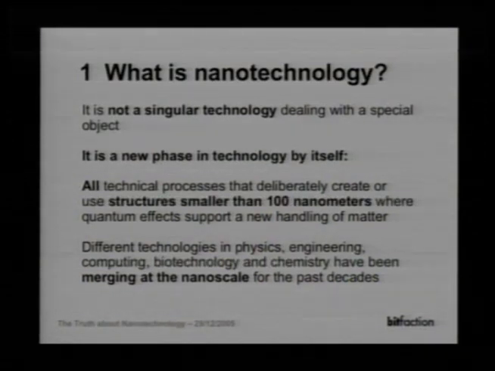So I think you have to have in mind this broad definition of nanotechnology to really understand what is so special about it. Otherwise, you could sometimes hear scientists arguing, well, but this is only chemistry. We have been doing that for 50 years, so there's nothing new about it. That's not really true.